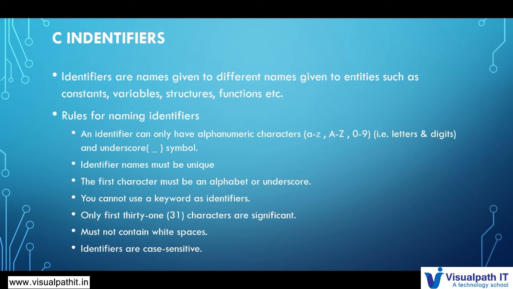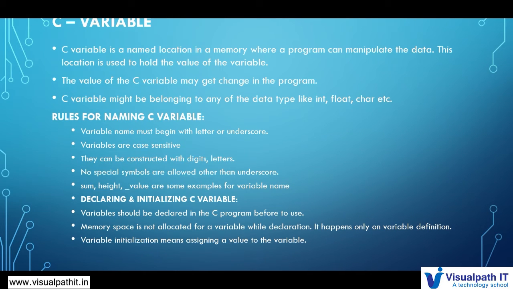Now let's move to the next topic. C variables. What are variables? A C variable is a named location in memory where a program can manipulate the data. This location is used to hold the value of that variable. The value of a C variable may get changed in the program. A C variable might belong to any of the data types like int, float, character, etc.